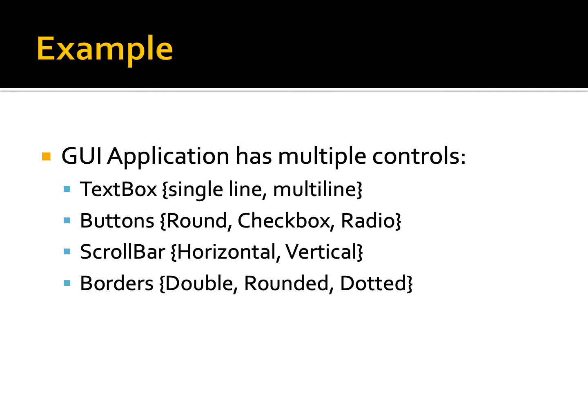They can be round, they can be check boxes, or they can be radio buttons. So you can see we have multiple kinds of objects or products or controls inside this requirement. And third, it can be a scroll bar. The scroll bar can also be horizontal or vertical. Similarly, we can also have different controls in the form of borders. The borders can be double, rounded, or dotted.